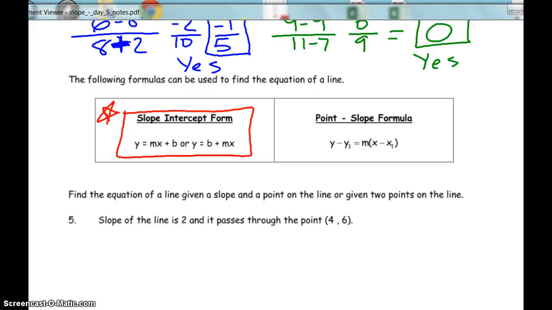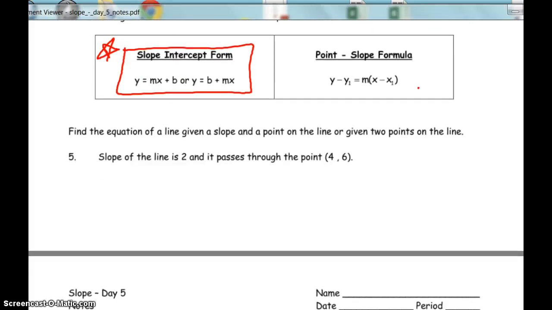So this is really important for you to consider the point slope form, and that's what we're going to be talking about today. So the slope of a line is 2, and it passes through the point 4 and 6.